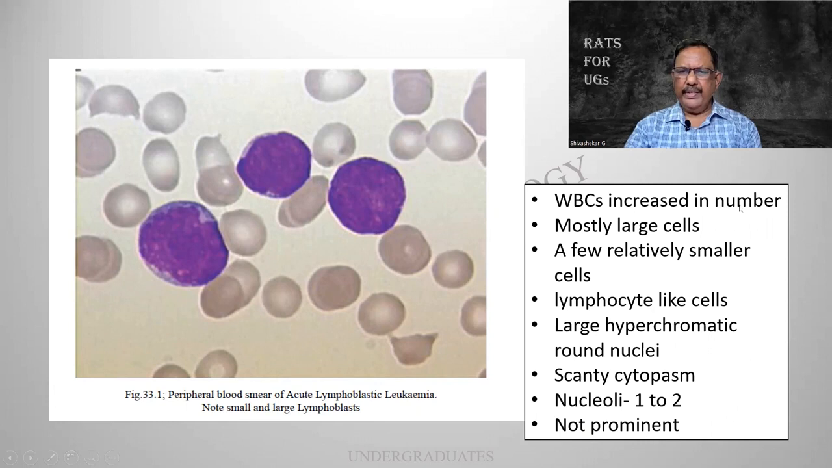So WBCs are increased, mostly large cells. A few small cells are seen. And the cells are lymphocyte-like. Only thing they are ballooned and larger. Hyperchromatic nuclei, they are darker. Scanty cytoplasm. And nucleoli are 1 to 2. Not very prominent. These are the features.